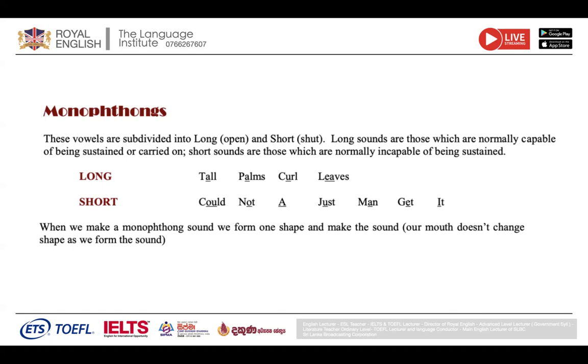But if we take a look at short sounds, we pronounce them for a really short period. It's not could, it should be could. It's not not, it should be not. That is a car, that's wrong. That is a car, likewise. It's not just, it should be just. Man, get, it, likewise. When we make monophthong sounds, we form the shape that makes the sound. Our mouth doesn't change shape as we form the sound, right?